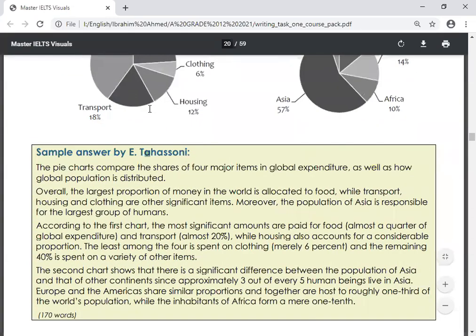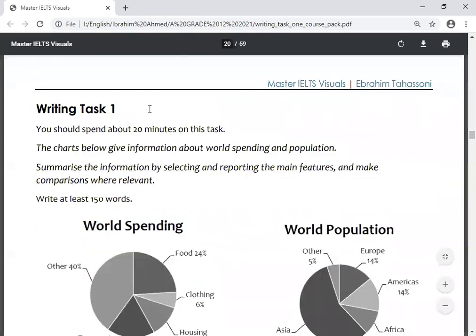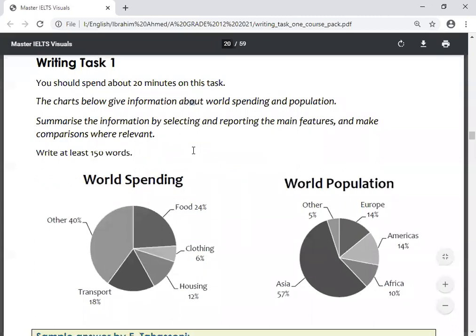If you remember the first sentence, I told you to do what? To paraphrase the question. Where is the question? This sentence. What is the meaning of paraphrase? Say the same thing, but using different words. A chart is a chart, so we can't use another word for chart, but we can say which type of chart it is. The pie charts, we can say the pie charts.